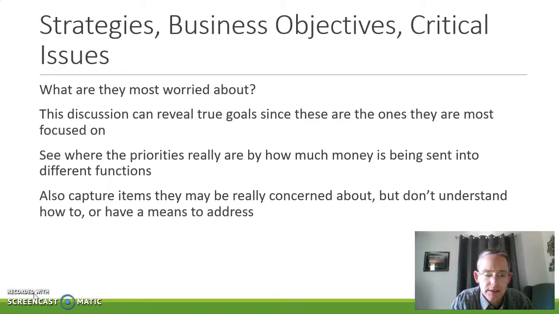They can be useful to learn about in discussions with executives and such, because they're the ones that they're going to be most focused on, right? You see where the priorities really are, kind of by how much money the business is spending in different areas and what's being spent to different functions. So you can say a lot of things in a vision statement or a mission, but where is the actual activity for the business going on? Where are they spending the money? So it's good to know these, understand the real business objectives. And it captures items that people are concerned about, don't understand how to or have a means to address when you have discussions with executives about business objectives.